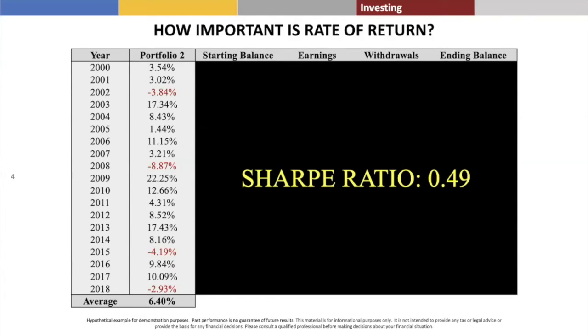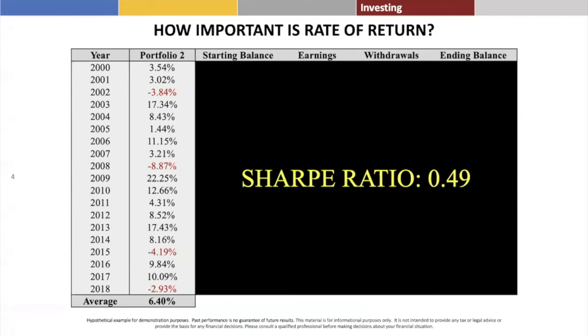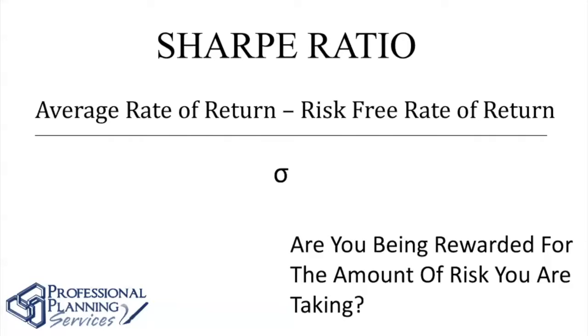So what are these numbers or factors telling us? Well, again, the Sharpe Ratio, average rate of return. So if we go back to, say, this one here, 6.40, right, minus the risk-free rate of return, which I said last year was 2%. So 6 minus 2 would have given us 4, right, if that's the period of time we were in, divided by the standard deviation of this portfolio.